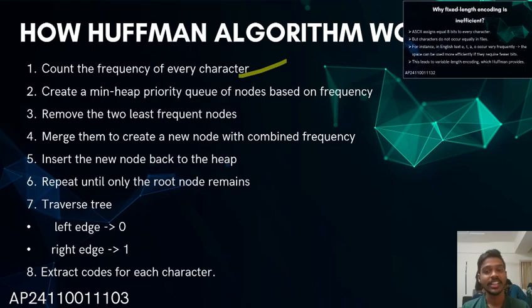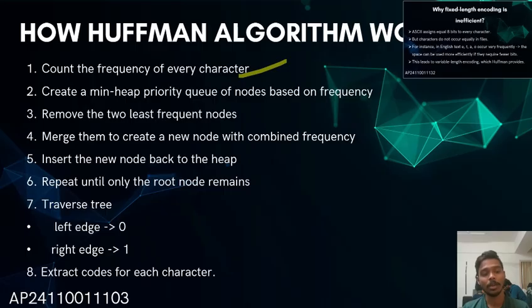Now step 5. Insert the new node back into the heap. We insert this newly created combined node back into the priority queue. At this point, the heap again organizes itself so the next smallest frequencies rise to the top. This combining process continues to build a binary tree from the bottom up.